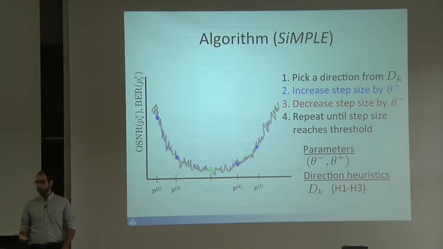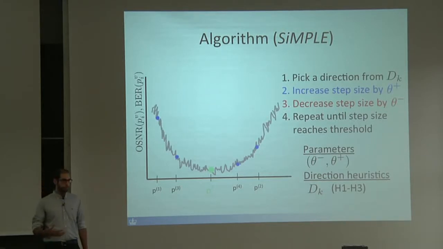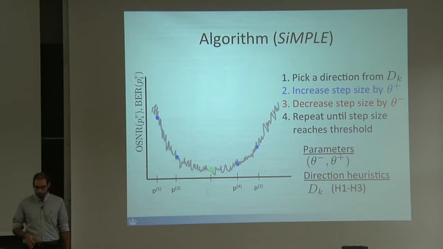Another important parameter is the set D_k from which you choose the directions to try. And to come up with this set, we have different heuristics. I'm not going to go into too much detail of these heuristics, but essentially you can either just try the coordinate directions, or you can do something smart based on the history of how you came to that point. But I'll refer to the paper.